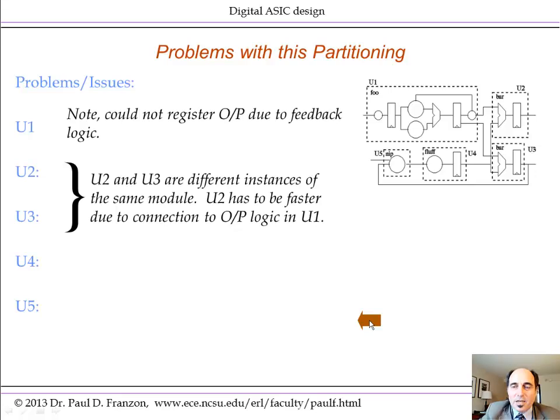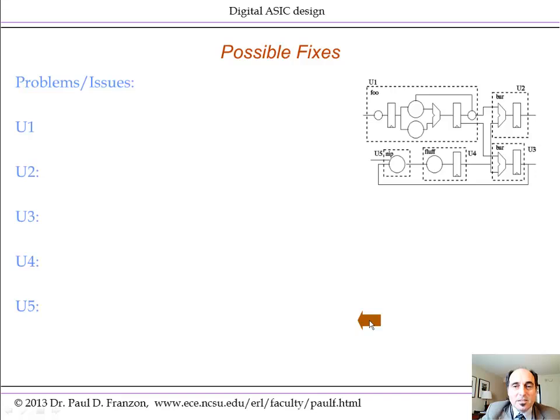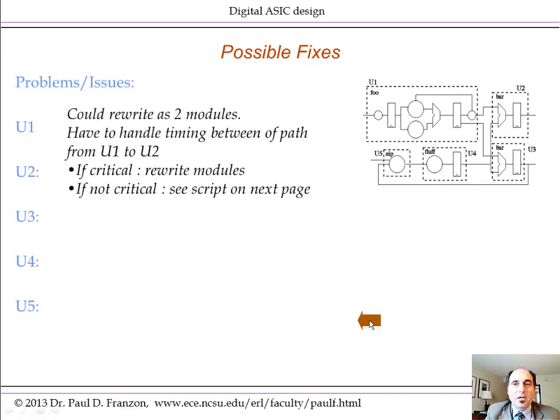U4 doesn't have a problem, whereas U5 has no flip-flops, so it's unconstrained timing paths from input to output. This is in words how we're going to fix these issues, at least within the synthesis run. U1 and U2: we could rewrite these as one combined module that would add an additional module to our module count and would certainly handle this if it was a critical path.